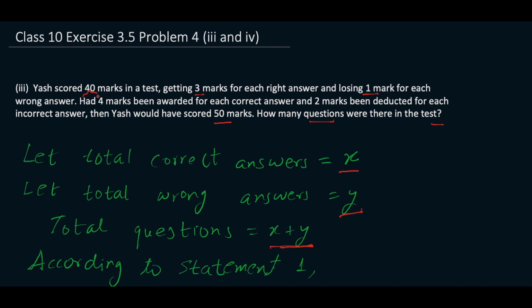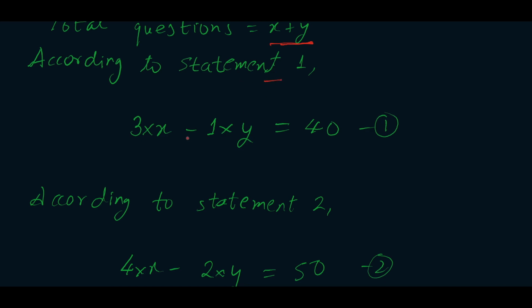Now our first statement is Yash scored 40 marks in a test. He got 3 marks for each right answer and lost 1 mark for wrong answer. So his total score would be 3 times X, that is 3 for each right answer, and he lost 1 mark for each wrong one, so it will be minus 1 times Y, and this value equals 40. So according to statement 1, the equation that we get is 3x minus y equals 40.